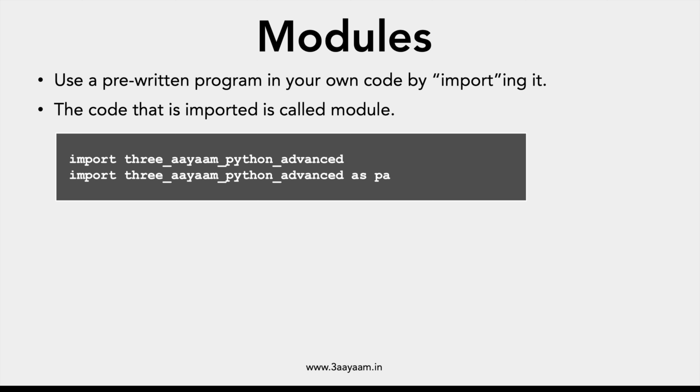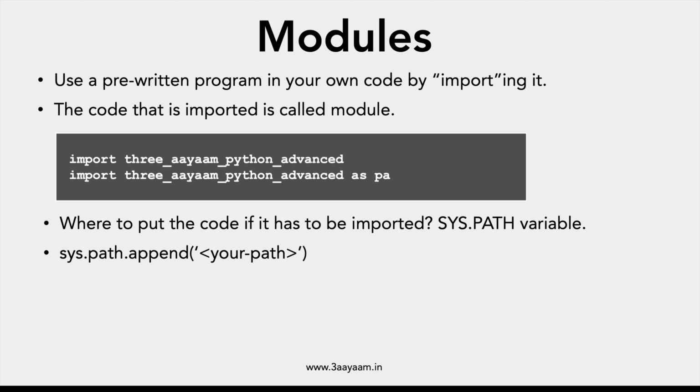So this is how we import. Either we import the entire module, like 3IAM Python Advanced. I had changed the name. Either we import completely or we can put an alias also. Like in the second import command, I'm importing 3IAM Python Advanced as PA. Now why is this? Because when I import, I can use the short name PA to use the methods that are defined in this code 3IAM Python Advanced.